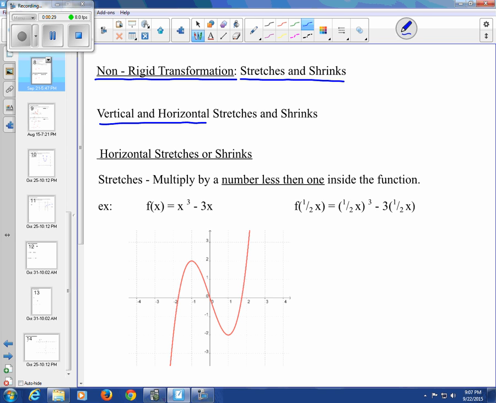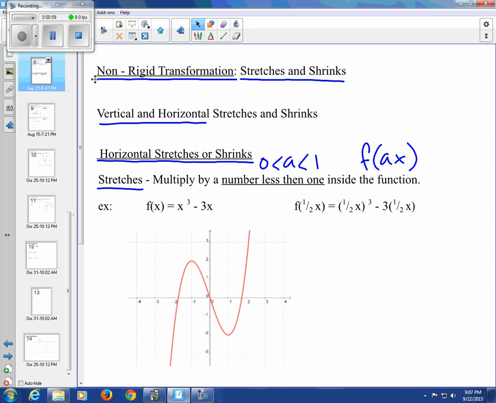So first, what we're going to look at is horizontal stretches or shrinks. So right here, for a horizontal stretch, we see a multiplication by a number less than 1 inside the function. When we talk about a number less than 1 inside the function, some number a, we're actually talking about a number really in between 0 and 1. And when we talk about multiplication inside the function, we're talking about multiplying that a directly to the x value, right? So right here, let's take a look at an example.